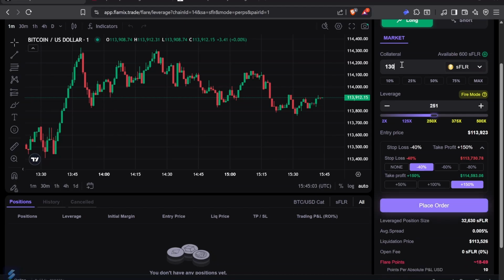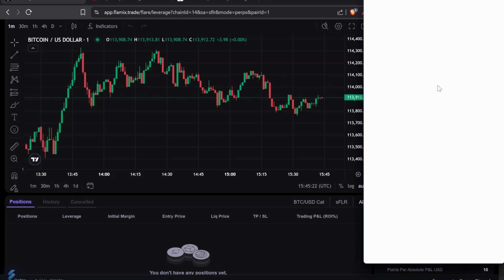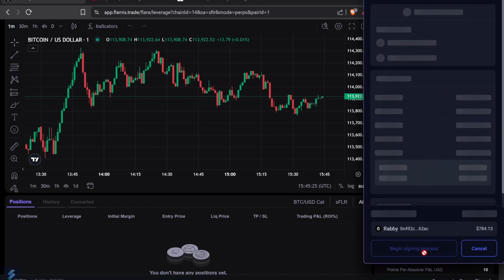130. In this case, I would get liquidated if the price goes to 730, and I would make 150% if I go to 114.5, which is not very far. Let's try it 50x. Place order. I'm at 251x leverage.